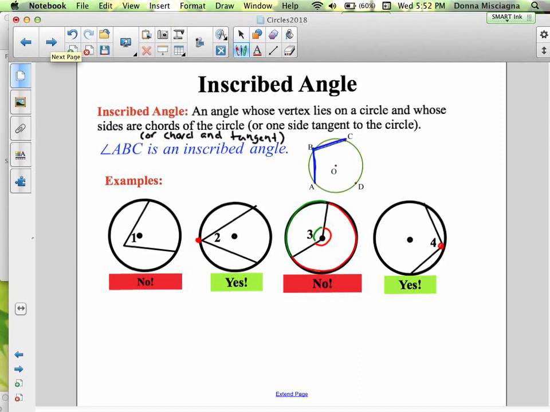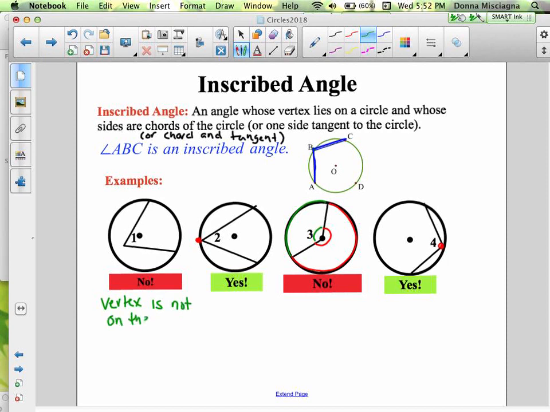So in our first example below here, angle 1 is not an inscribed angle, and the reason is that the vertex is not on the circle. It's in the middle of the circle. That's just an angle. Number 2 is an inscribed angle because the vertex is on the circle. Number 3 is not an inscribed angle. This is a central angle because the vertex is at the center of the circle.